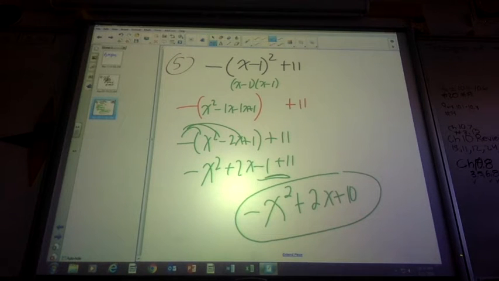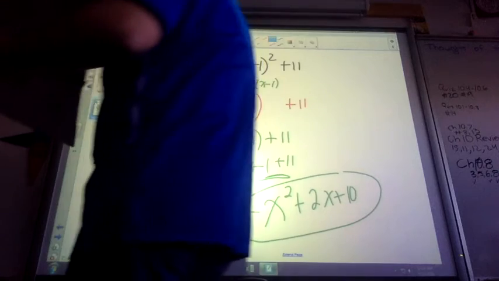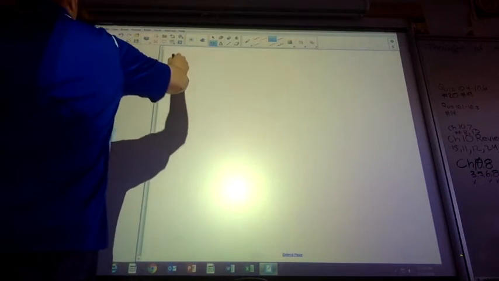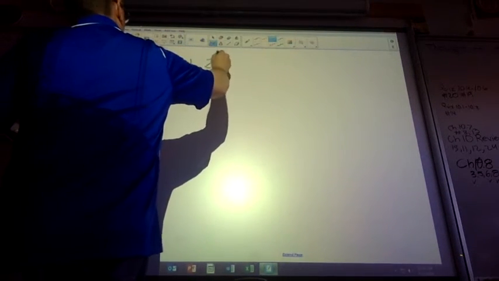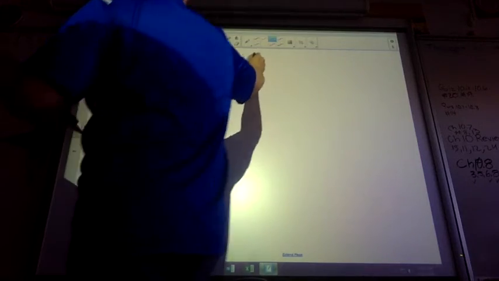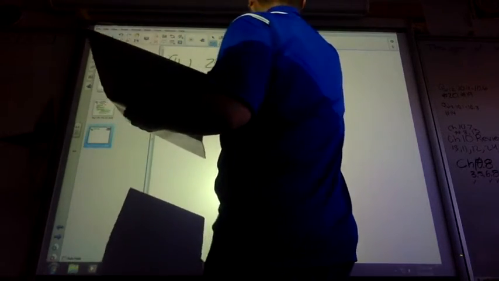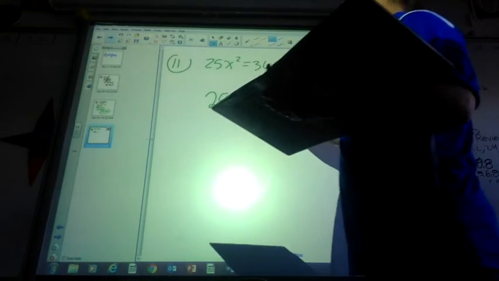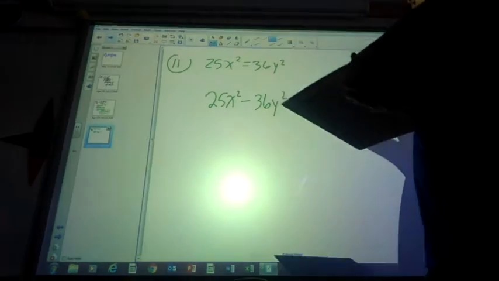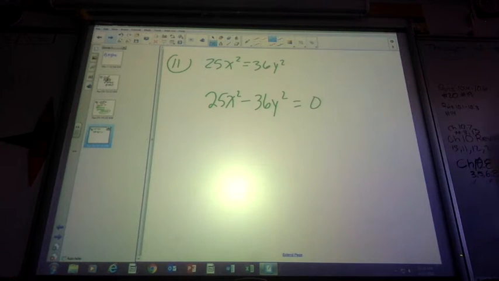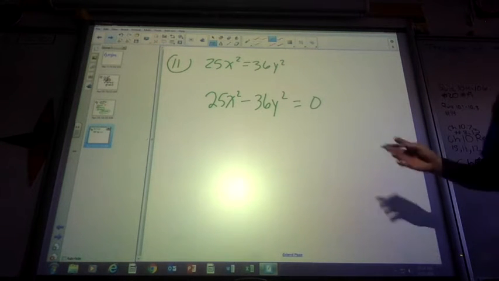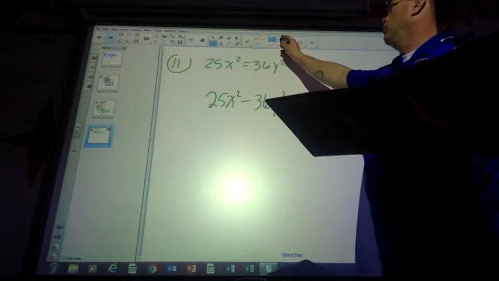Anything else on page 1 up to number 14? Yeah, Brian. 11. 11 is a little goofy. I don't know if I'd actually have one like this for you, but let's just take a look at it anyhow. So I would move the 36y squared over, give me this. And then it becomes equal to 0, which is goofy because I'm trying to solve for 0 when I have two variables. Sometimes math is goofy, but hey.